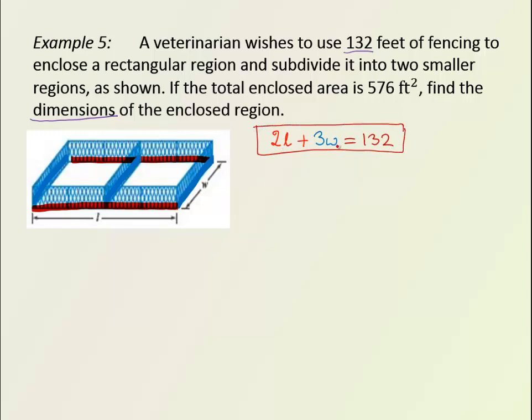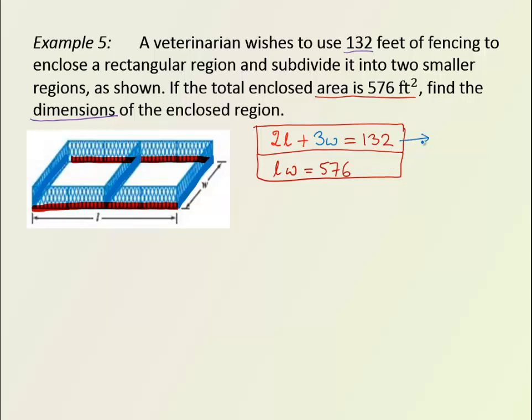Since we have two variables, we need another equation. And the other equation comes from the information about area. The total area of this enclosed region is 576. But what is the area of a rectangle? Well, length times width. So length times width is 576. Now we have two equations with two variables, so it's possible to solve.